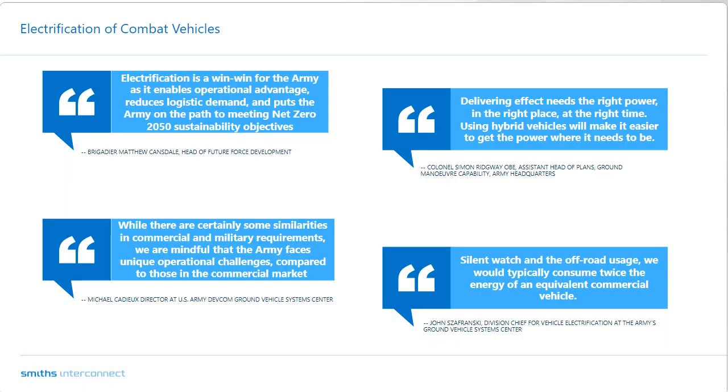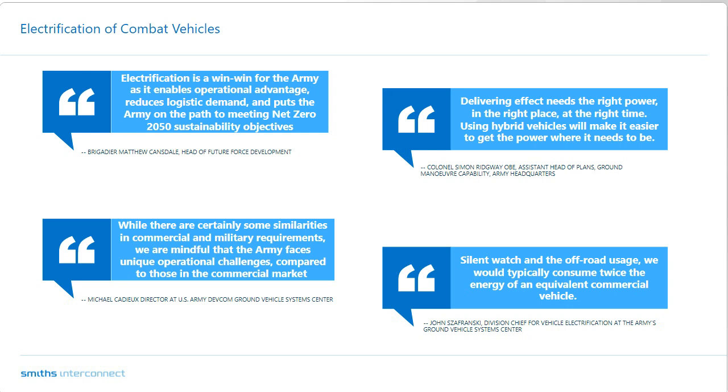So these are 4 quotes from military personnel. The top 2 happen to be from the UK and the bottom from the US. Electrification is a win-win for the Army as it enables operational advantage, reduces logistic demand, and puts the Army on the path to meeting net zero 2050 sustainability objectives.